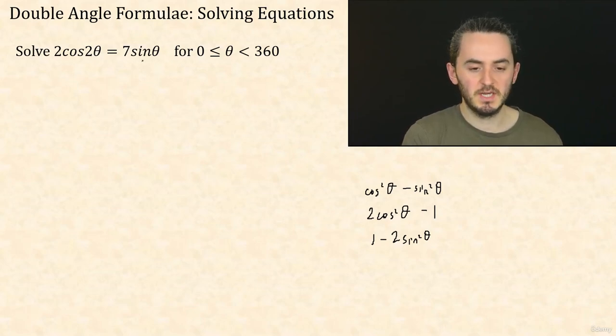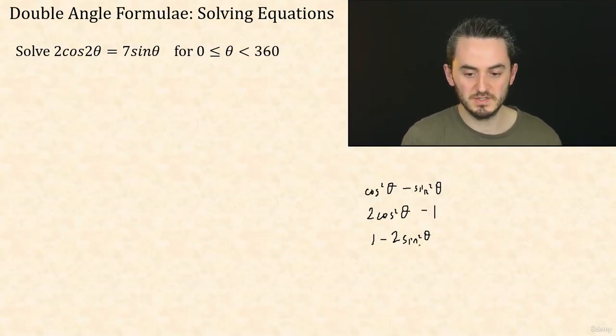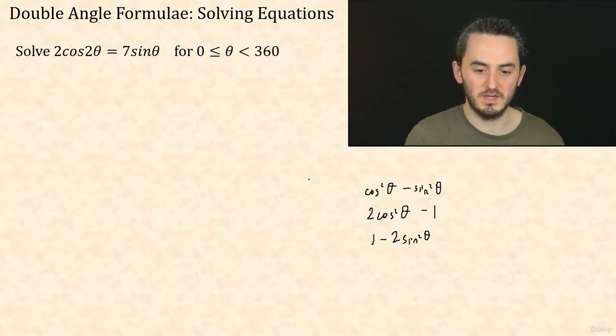Well, since I've got a sine over here, I'm going to match the trig term and use this one, because this has only got sine in it, and therefore I'm going to have an equation that only has sine in it. So I've got 2, and then cos 2 theta is 1 minus 2 sine squared theta, and that equals 7 sine theta. So let's try to solve this.